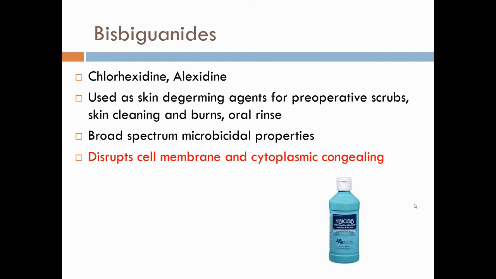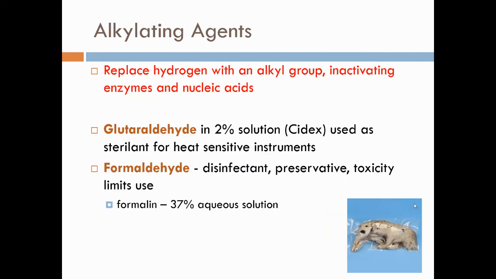Bisbiguanides, these are chlorhexidine, alexidine. These are skin degerming agents that are used as preoperative scrubs to clean skin prior to surgery. They're also used to clean burns and are also used as an oral rinse. These are broad spectrum and have lots of different microbicidal properties. They disrupt the cell membrane and cause cytoplasmic congealing. So the membrane opens up, the cytoplasm gels or solidifies, and that's the end of the cell.